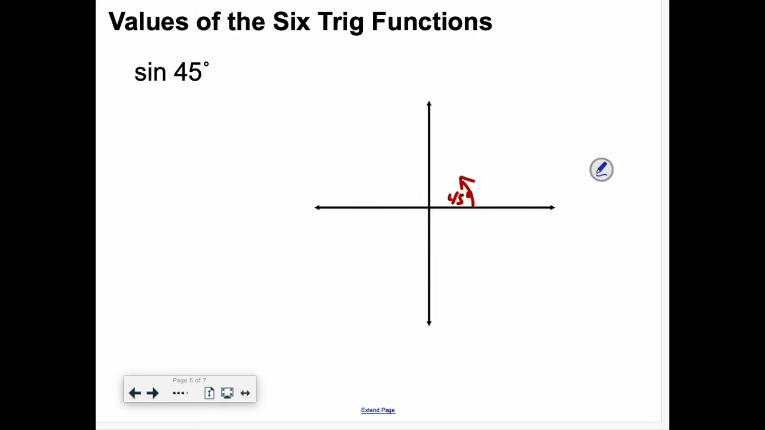So I know this is going to be my ray. Cool. Now you might be wondering, okay, but I don't have a coordinate here. I don't have a point. What can I do? We can pick any point on this. And in fact, here's where I'm going to use my special right triangles. So I'm going to just pick some random point here.